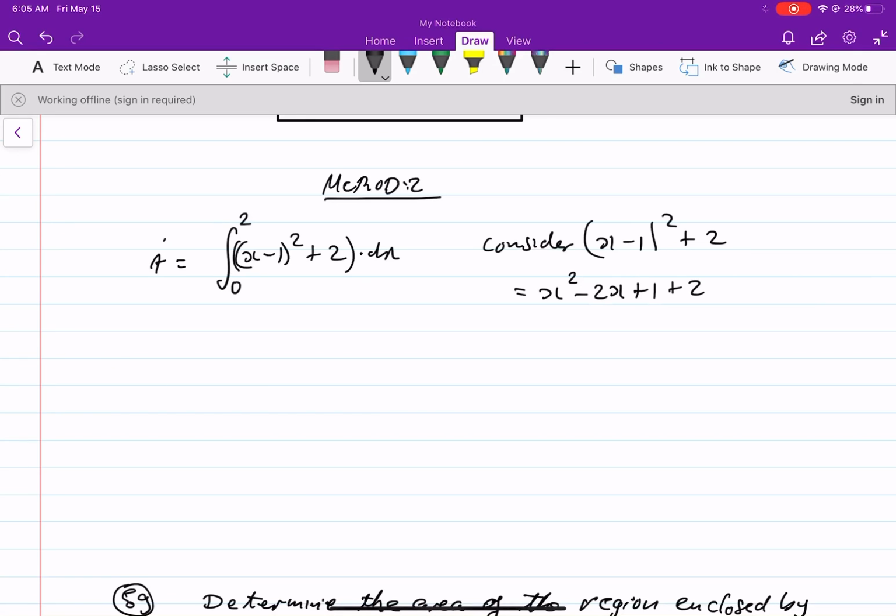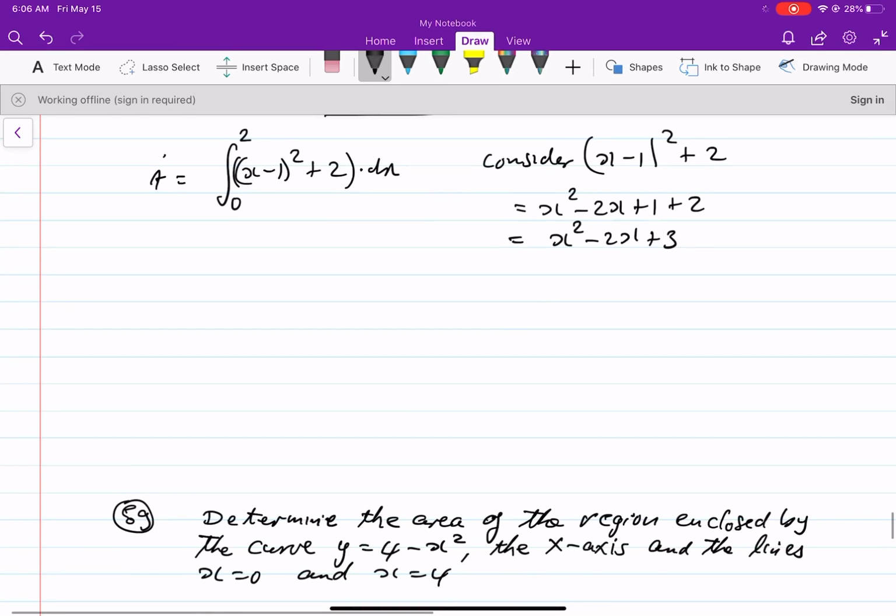All right, square the first. 2 times the first times the second, 2 times x times minus 1, is minus 2x, plus 1. So therefore the function y is equal to x squared minus 2x plus 3. So therefore the area would have been the integral between 0 and 2 of x squared minus 2x plus 3, all times dx.